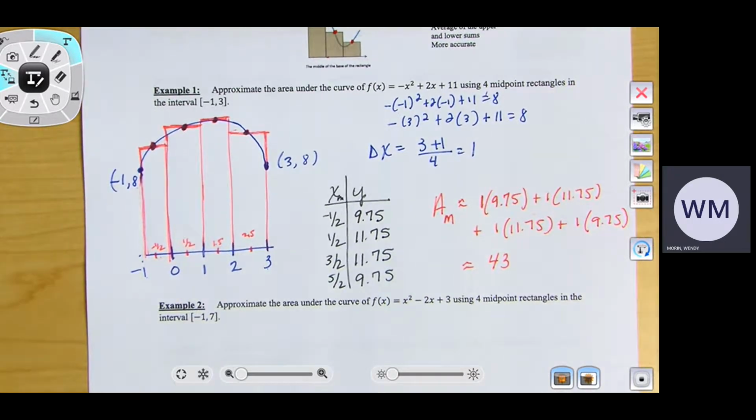So it's very similar to the left and the right, but you use the midpoint height instead of the right and the left height. Okay.